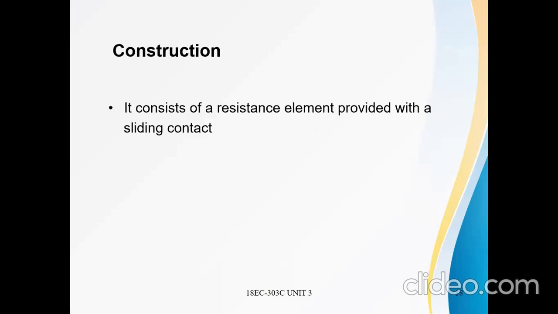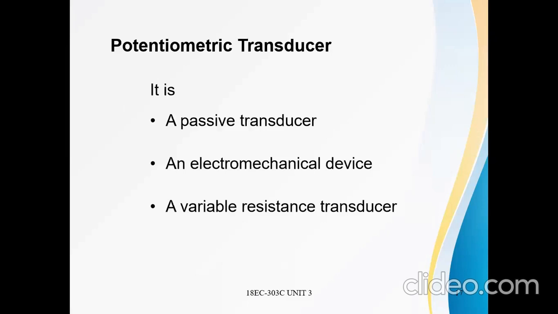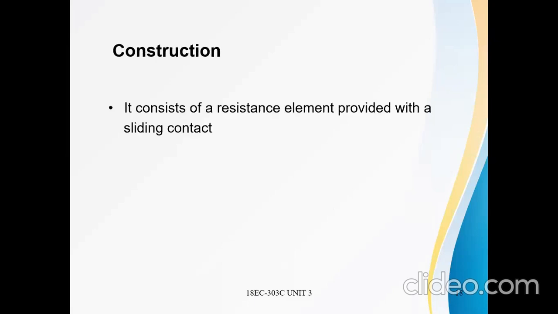We will see the construction of this potentiometric transducer. It consists of a resistance element provided with a sliding contact. There will be a resistive element, and one slider is provided on this resistive element. By varying this slider, the resistance will be varied. That is the reason it is called a variable resistance transducer. The sliding contact is called the wiper. By varying that wiper, the resistance will be varied.